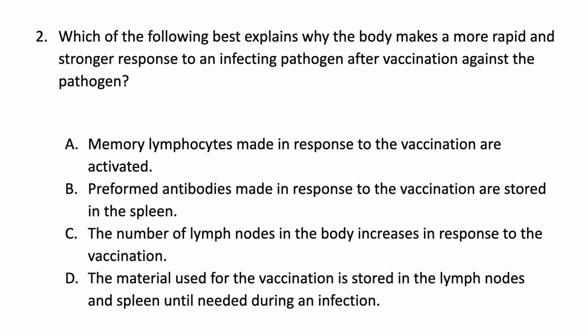Number 2, which of the following best explains why the body makes a more rapid and stronger response to an infecting pathogen after vaccination against the pathogen? Memory lymphocytes made in response to the vaccination are activated. Preformed antibodies made in response to the vaccination are stored in the spleen. The number of lymph nodes in the body increases in response to the vaccination. The material used for the vaccination is stored in the lymph nodes and spleen until needed during an infection.